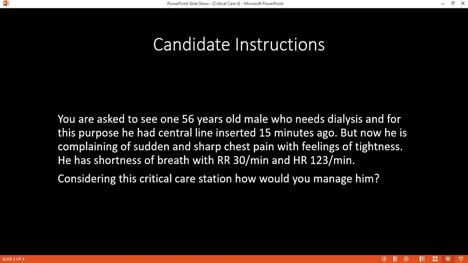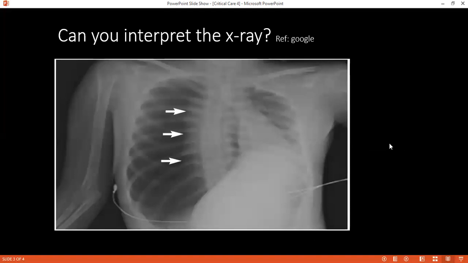I will confirm my diagnosis by doing a plain X-ray chest PA view. Okay. If you can help me to read this X-ray, please. This is a plain X-ray chest PA view showing complete collapse of the lung, left-sided, sorry, and the mediastinum is deviated to the left side.